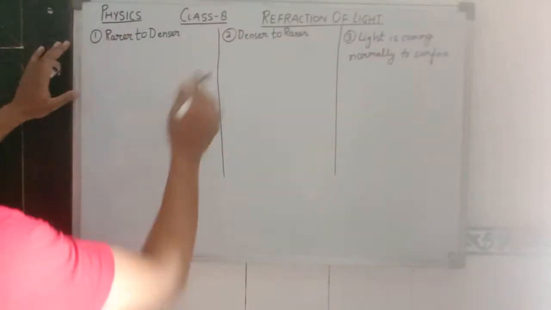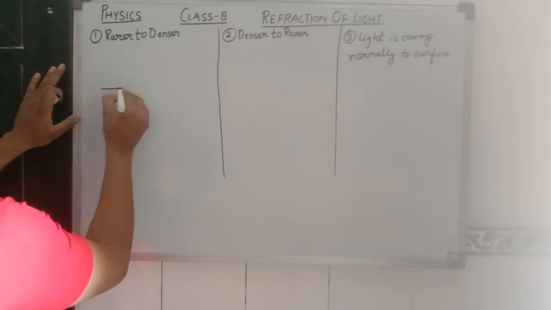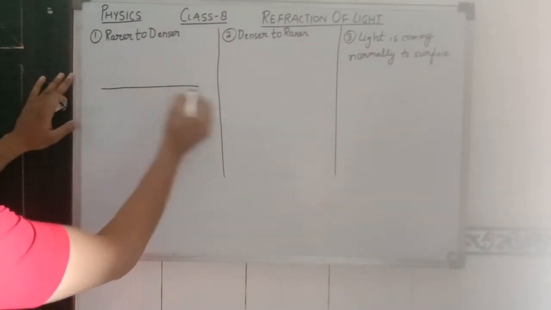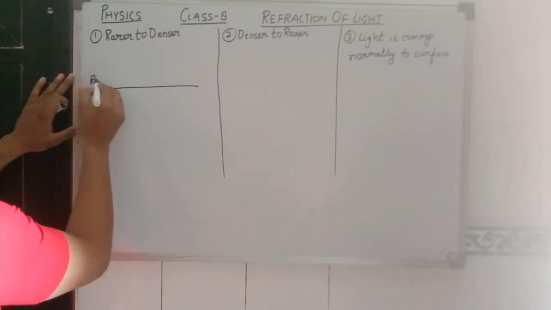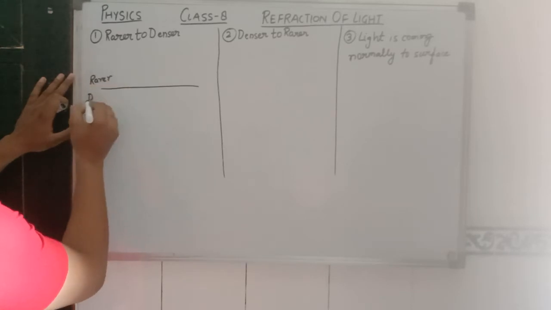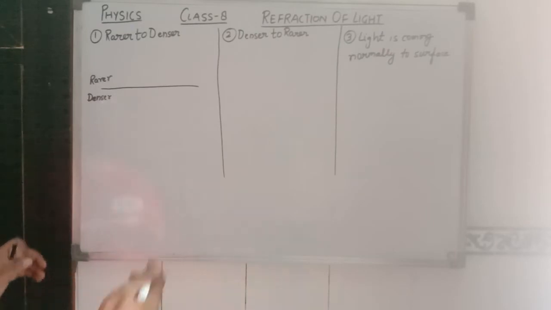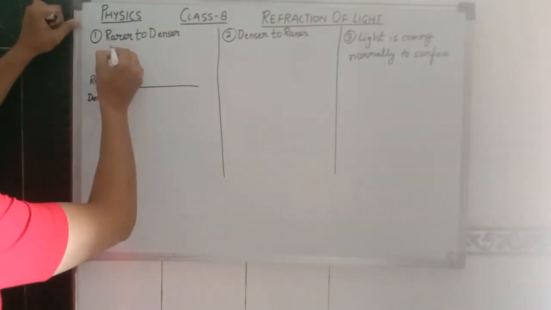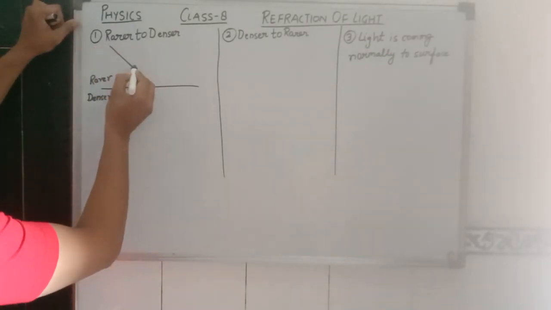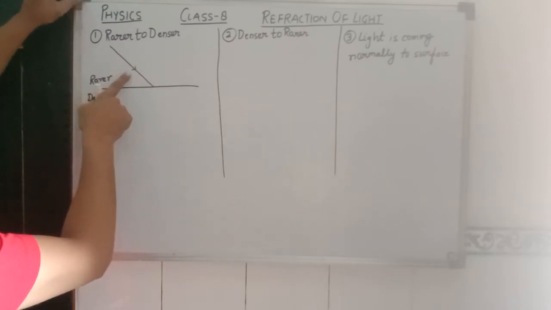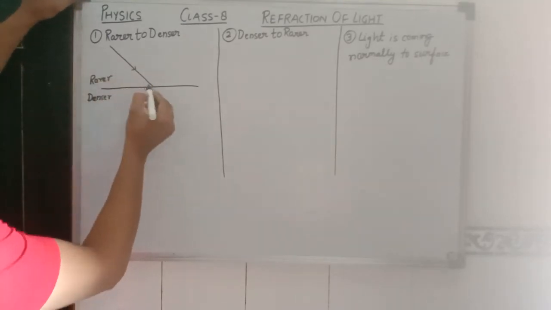So rarer to denser. Observe it carefully. This line is the medium line of separation. This is a rarer medium. This is a denser medium. Rarer and denser, you can take any example. The light ray is coming from this direction. This is the incident light. This arrow is showing that this is the incident light.